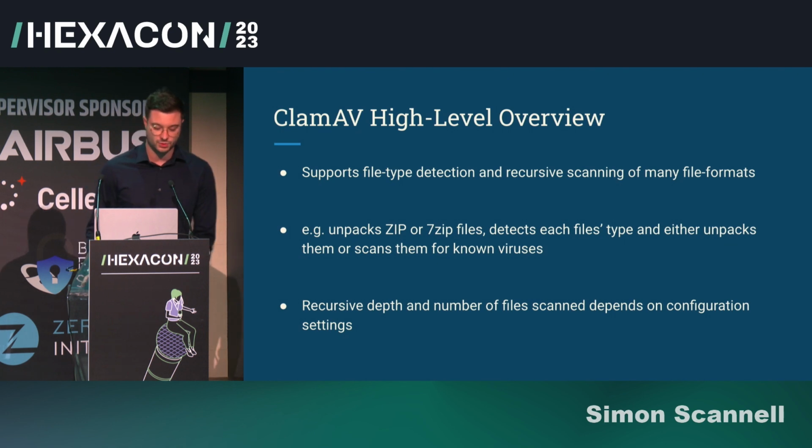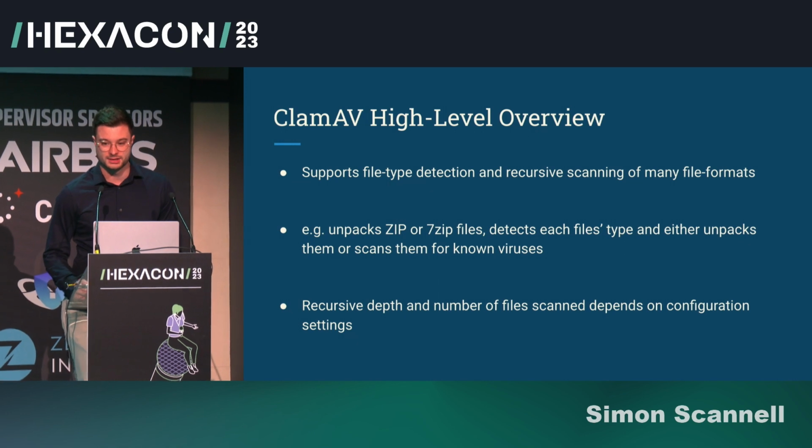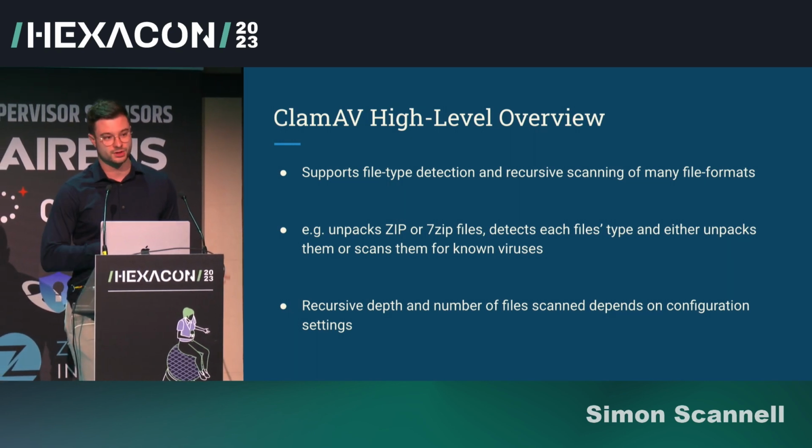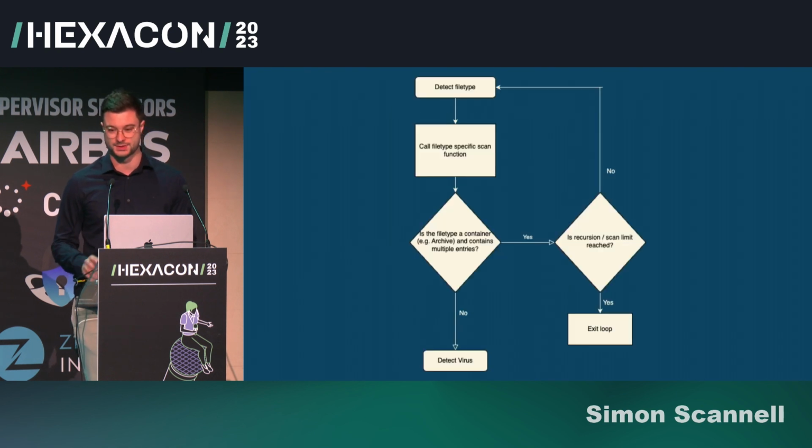So let's get into a very high-level overview of how ClamAV works. It supports file type detection. Whenever it receives a file, whether through the CLI or from an email server, it will try to detect the file type, and then it will recursively unpack the file. If it's, for example, an archive like a zip file, it will unpack it, detect each of the subfiles, and then scan them for viruses. The recursive depth and number of files depends on the configuration settings.